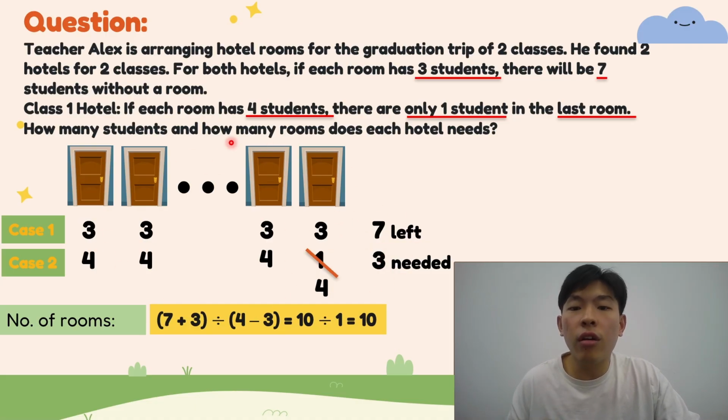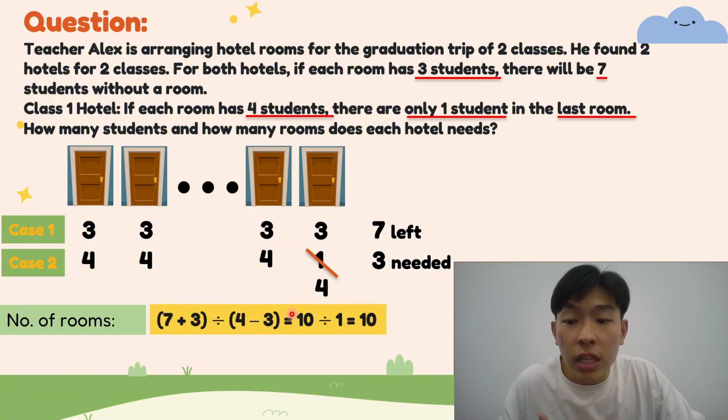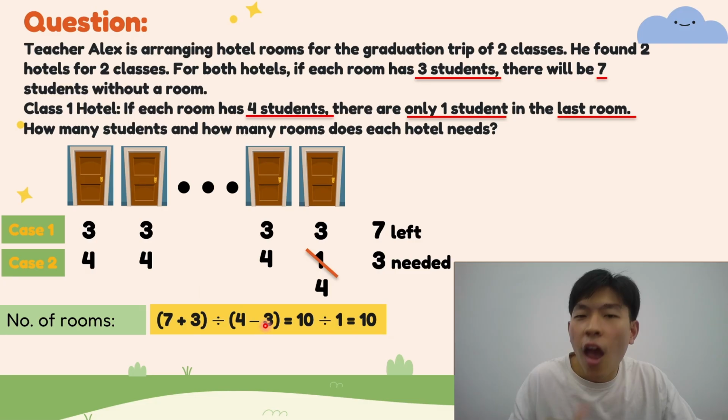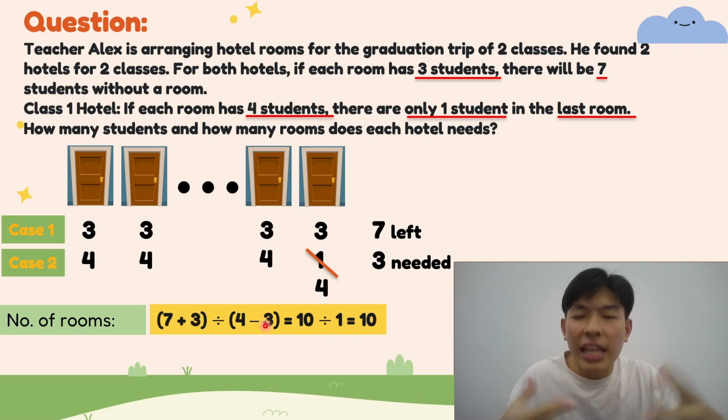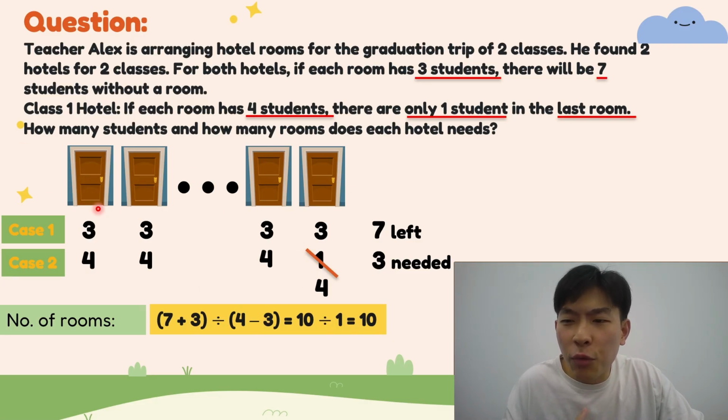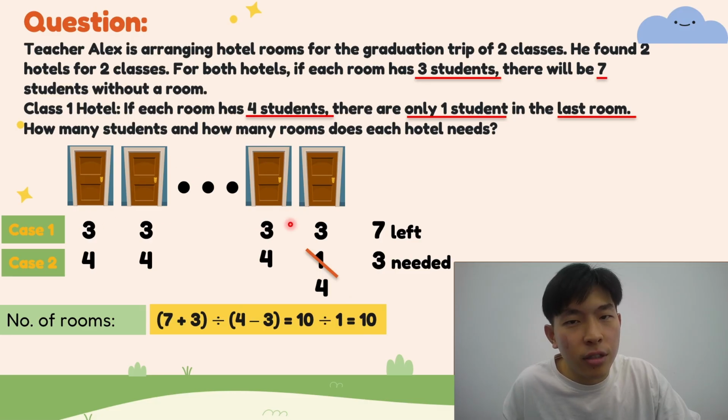So all over here we are talking about rooms. So that's why what we calculate here will be the number of rooms. Or to make it simpler, what we draw here is what we calculate here. We draw rooms, then we calculate here, we get rooms, because all we're talking about here is rooms.